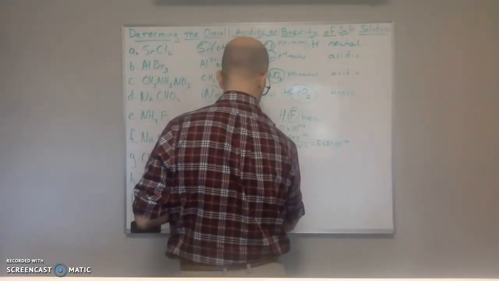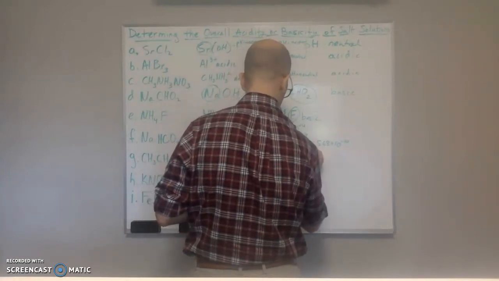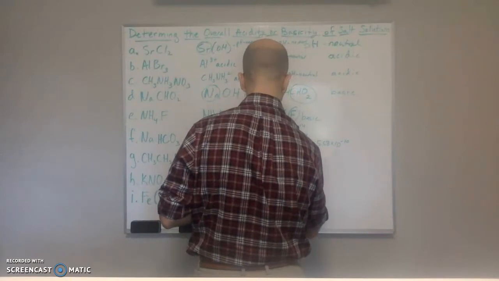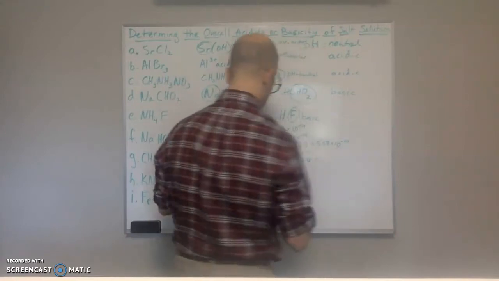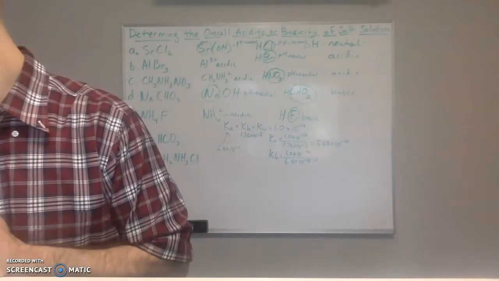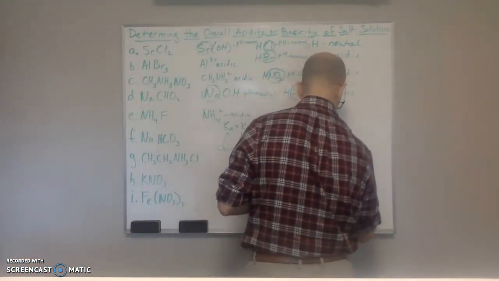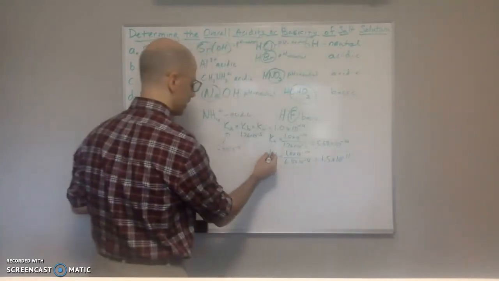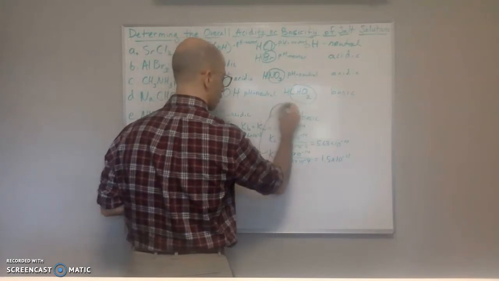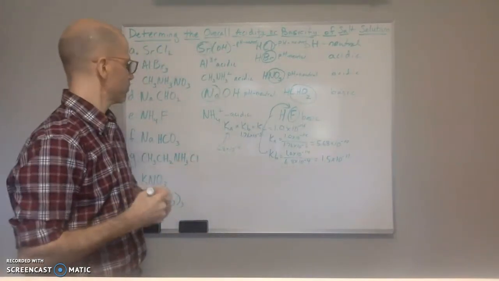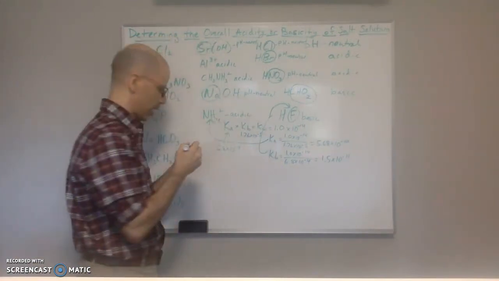So then that means the Kb value is going to be equal to 1.0 times 10 to the negative 14 divided by 6.8 times 10 to the negative 4. And so the Kb value is 1.5 times 10 to the negative 11. So this is the Kb value for the fluoride ion. This is the Ka value for NH4 plus.